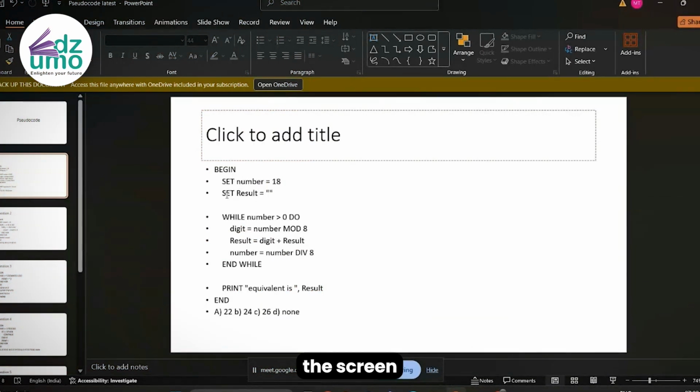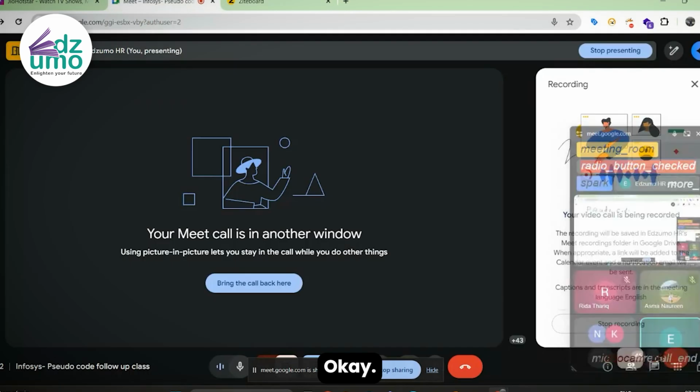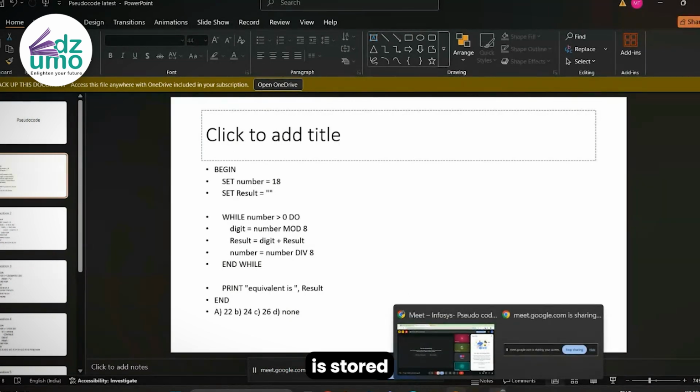I hope the screen is visible. I'll be using a sideboard app as well as PowerPoint to explain to you. The first question is: number is set as 18. Result is written within double quotes. While number is greater than 0, digit is equal to num mod 8. Result is equal to digit plus result. Number is equal to num div 8. And the final result is stored in result.